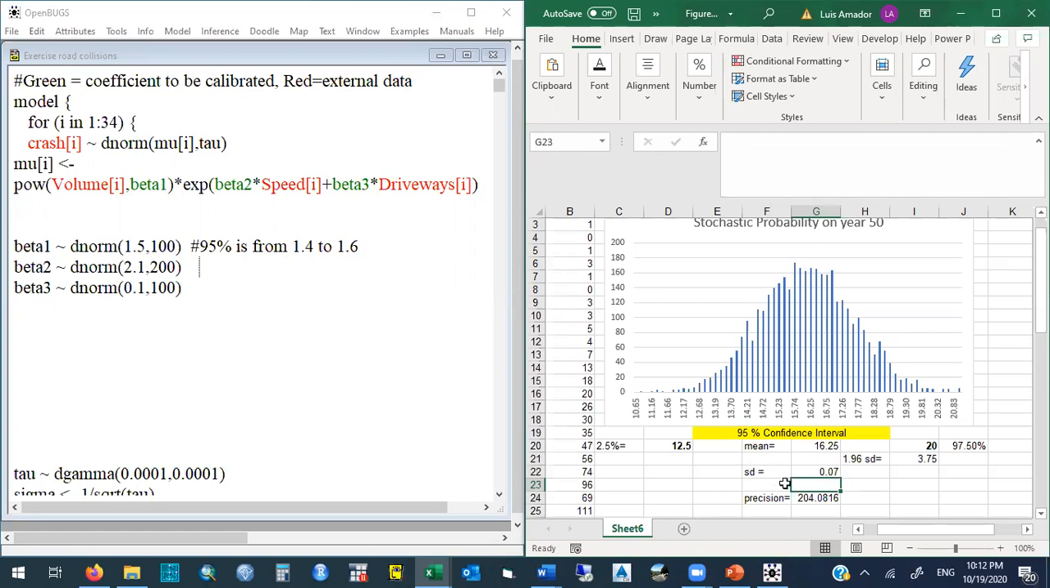Because our mean value is always between that range. That's why our precision is 100%, right? Because it's always falling in that 95% interval. The standard deviation is 0.1, so two standard deviations will be 0.2. So this will be 1.2 to almost 1.7.